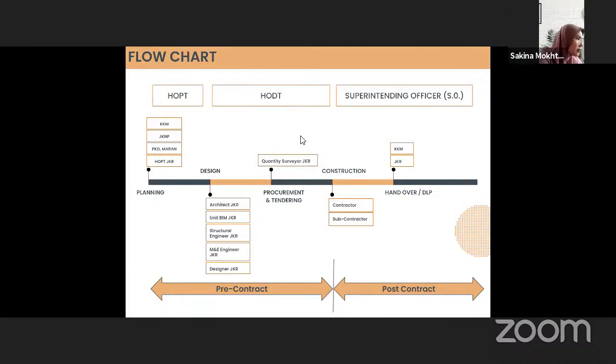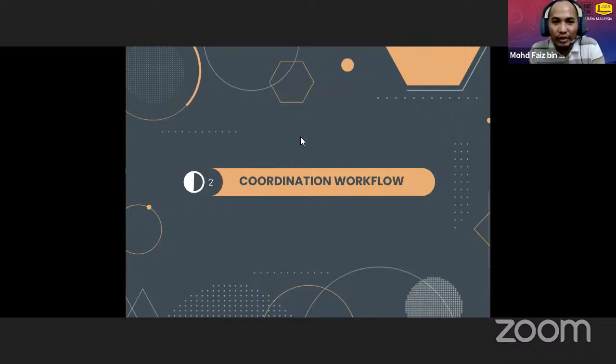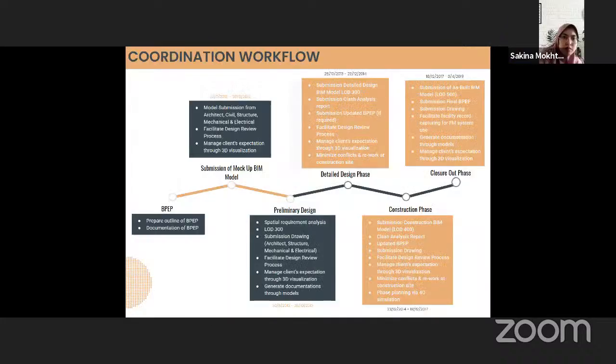Okay, next one. Okay, this coordination workflow. Next. Okay, this one I think you take from the design and build deliverables, because you said model submission and then submission of the as-built model LOD 500. This one is actually from the design project deliverables. Maybe this one you need to change based on the BPEP, during pre and post contract. Okay.